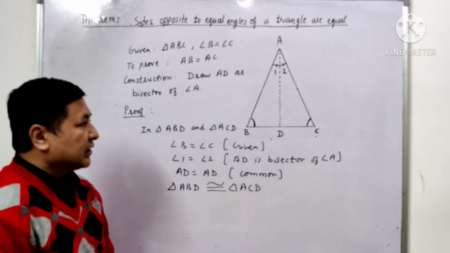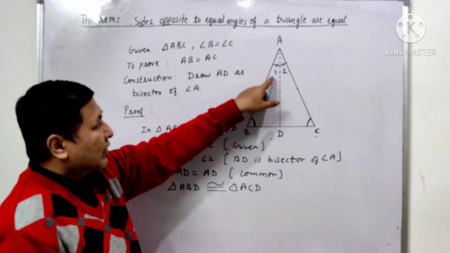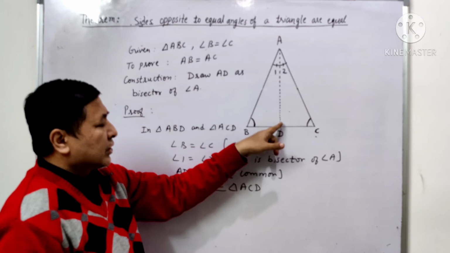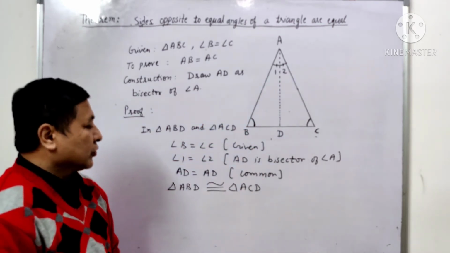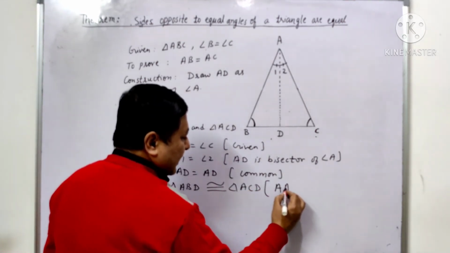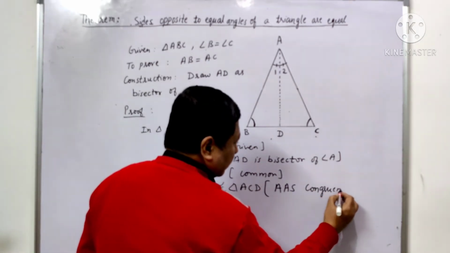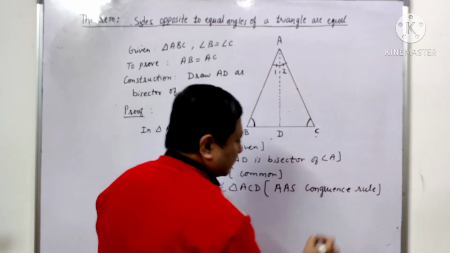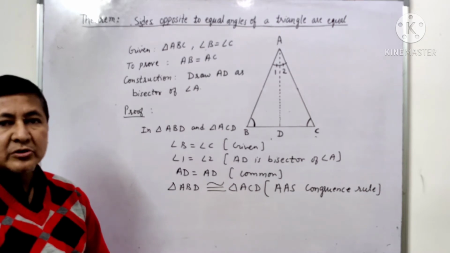Now you see these two triangles. This angle B is equal to angle C. One angle is there. And angle 1 is equal to angle 2. And this side AD is there. This side is not between these two angles, angle B and angle 1. So therefore these two triangles are congruent by the rule that is known as the AAS congruence rule. When two triangles are congruent, then their corresponding parts are also equal.